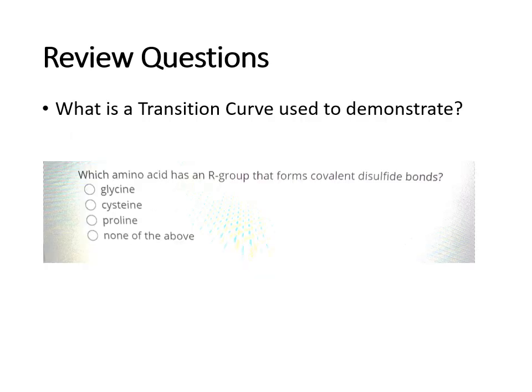That brings us to the two review questions here. Please take a picture of this slide, send me the answer in the Remind app, or if you're not in my class, you can send me an email or leave it in the comment section. The first question was, what is a transition curve used to demonstrate? The second question is asking which amino acid has an R group that forms covalent disulfide bonds. Please make sure to send this to me in the Remind app anytime, day or night.